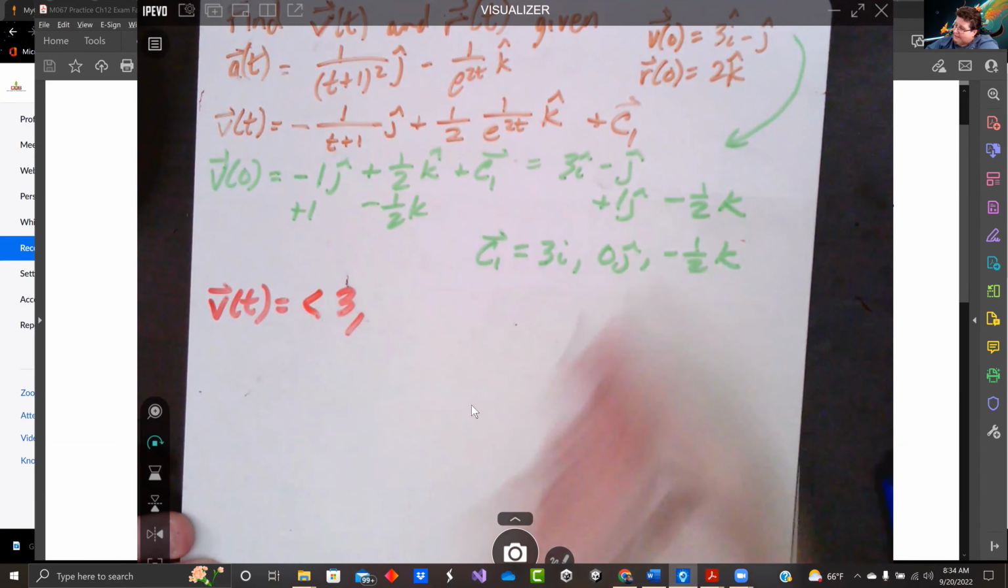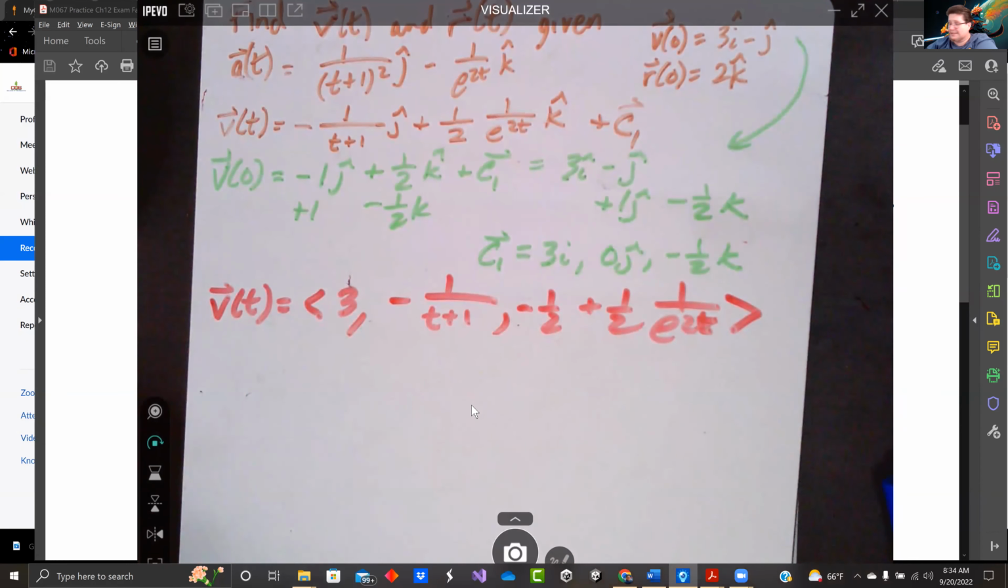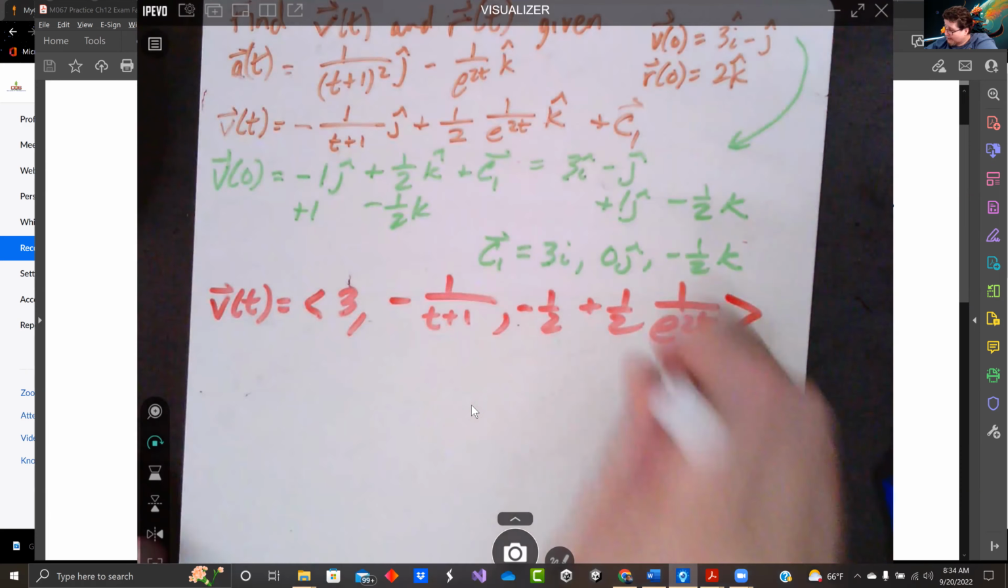It's 0 minus the -1/t plus 1. And then k, I've got -1/2 plus 1/2 1/e to the 2t. I know I can put the 1/2 and 1/e to the 2t together. I think it's easier to leave it separated in terms of integrating. Let's see if I can make that look a little cleaner.